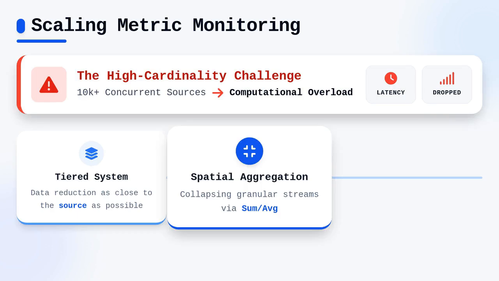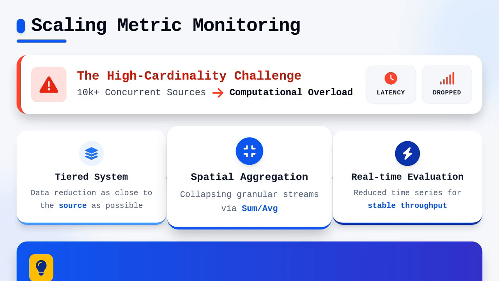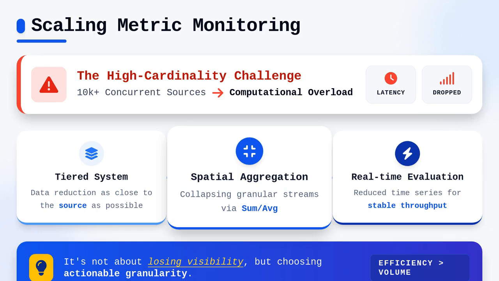We begin by considering spatial aggregation functions, which allow you to collapse individual metric streams before they ever reach the evaluation engine. By summing or averaging granular data points into a broader representation, you effectively reduce the number of time series the platform needs to track simultaneously. This is not about losing visibility. It is about choosing the level of granularity that is actually actionable for your monitoring requirements.